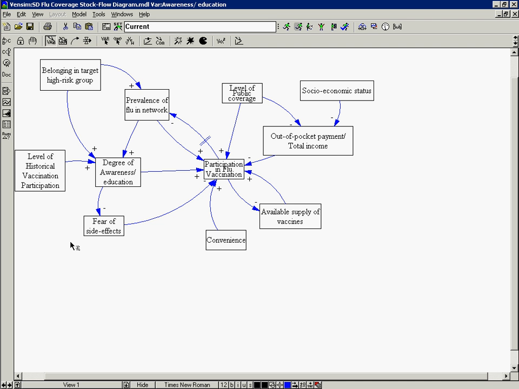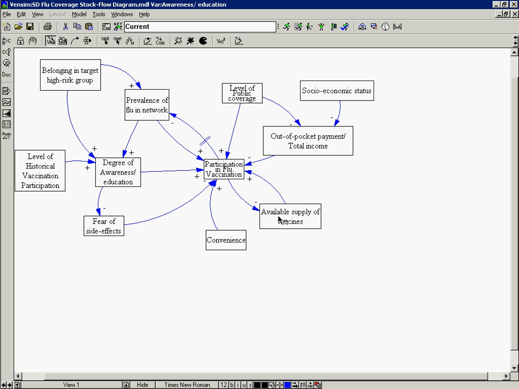Now let's think some about what's depicted in terms of the connections between them, because we've been focusing on them in isolation. Let's talk about, for example, this participation in flu vaccination, which is quite central here. If that goes up, the idea is that it will affect certain things. One thing in the lower right is it will tend to lower the available supply of vaccines, right? If people get vaccinated more, they're using up a dose of vaccine, so there's less supply afterwards. And so we have a negative feedback associated with depletion of a vaccine stock here.